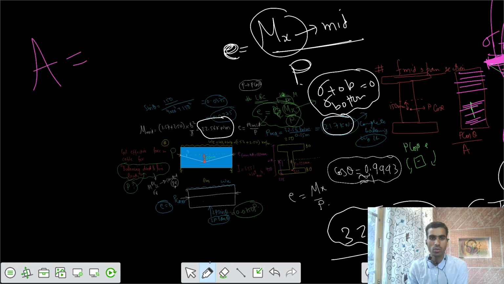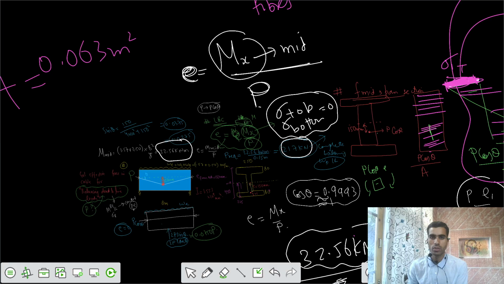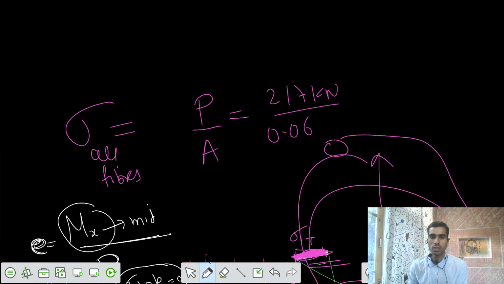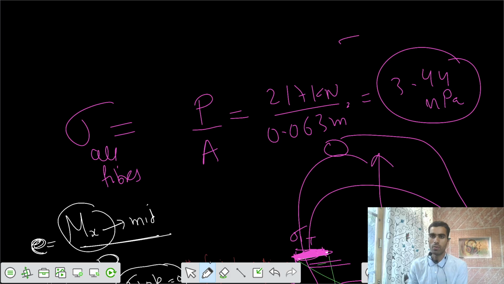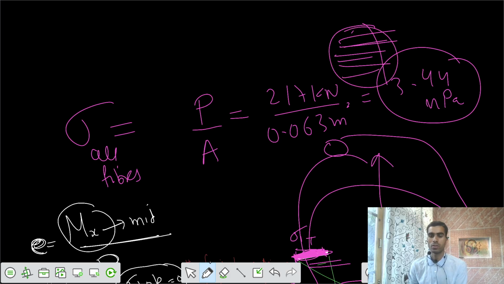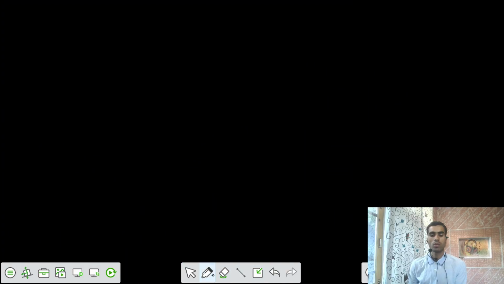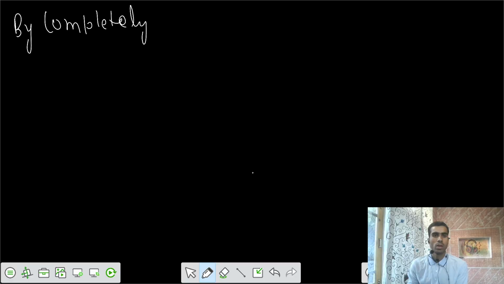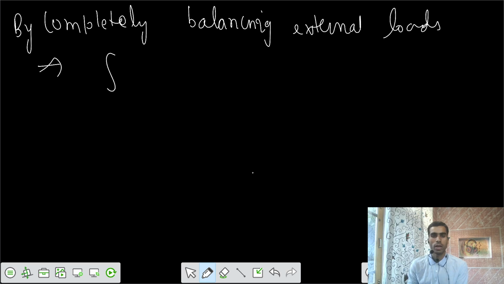The area of the I section was given to you as 0.063 meters square. So you can add 0.063 meters square. So your stress is 3.44 megapascal for all fibers along the depth. That's constant stress. So the final conclusion is that by completely balancing the external loads, your final stress is equal to only P by A.